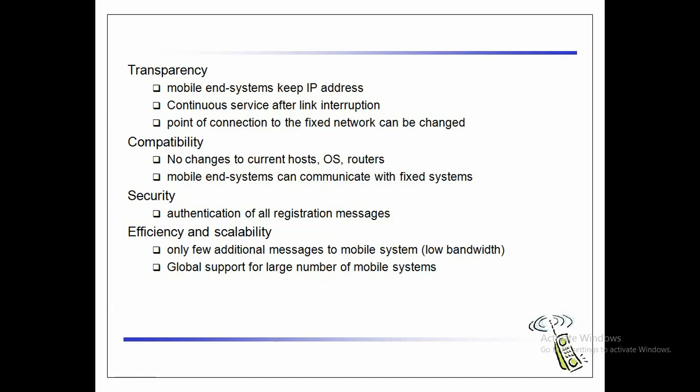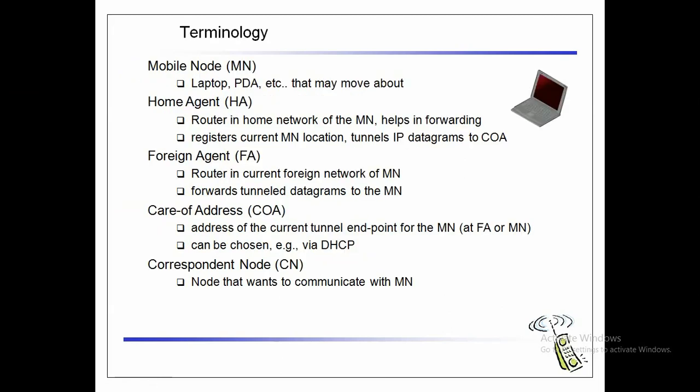These are the requirements: transparency, compatibility, security, efficiency. This is the theoretical concepts related to the requirements and motivation of network protocol and mobile IP. Now the main entities and terminology behind the network protocol and mobile IP.